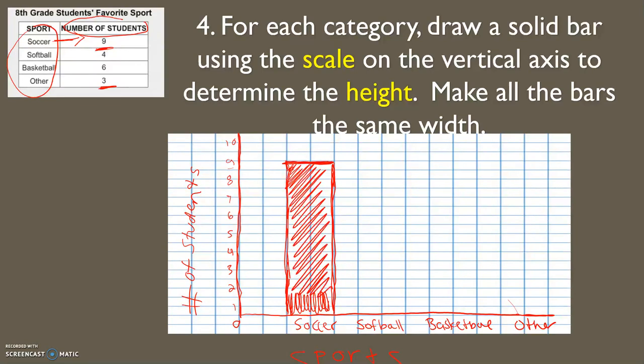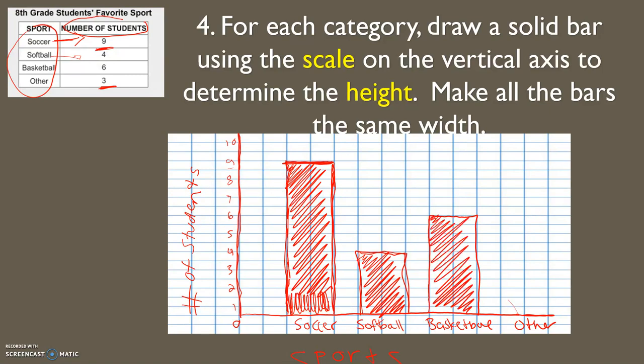The next is softball. So I'm going to look over here. Oops, all right. 4 people voted softball. Now notice that 4 is on the line. So I'm going to draw my bar for softball up to the number 4. Six people voted basketball as being their favorite sport. So I'm going to be careful to draw the bar up to the number 6 line. And then 3 people voted other sports as being their favorite.